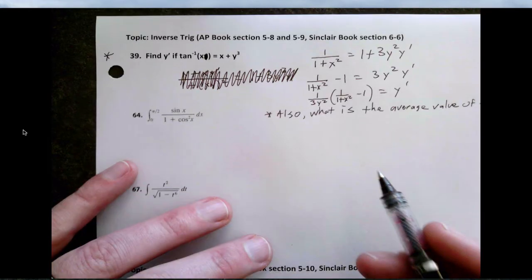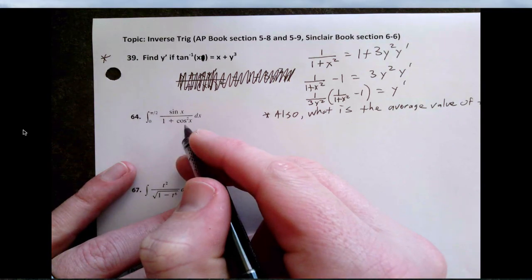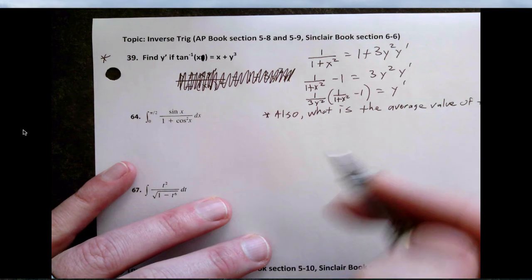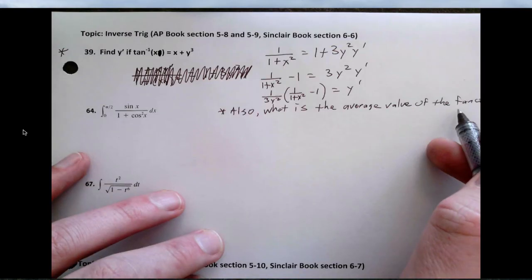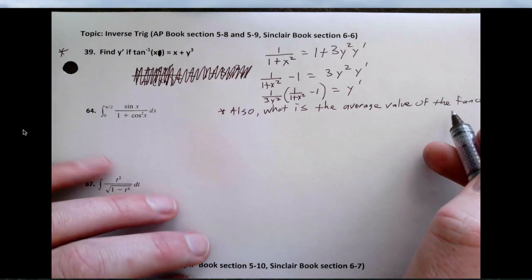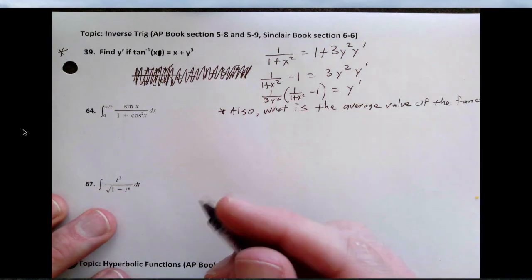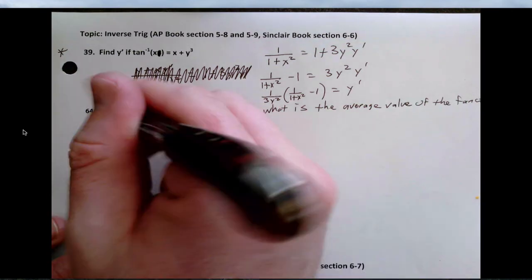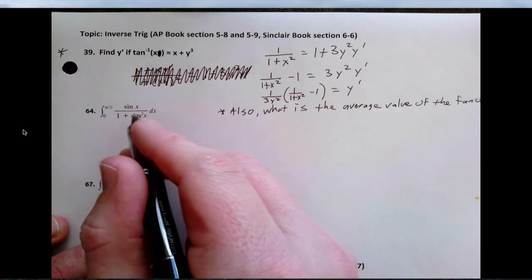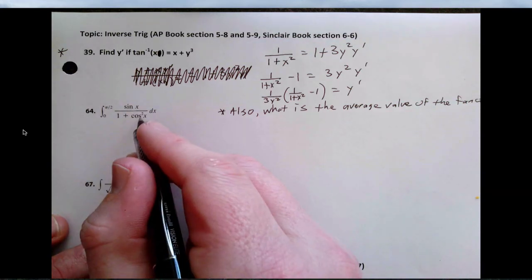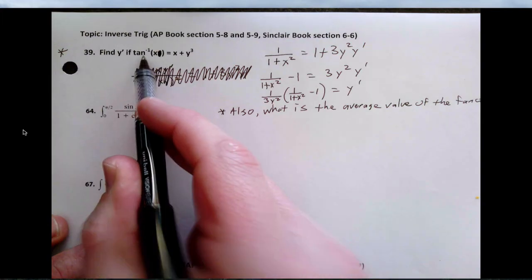Okay, next we have sine of x over this term right here. And I also ask what is the average value of this function. All right, so let's keep it going. What I'm going to recognize is that right now we're doing an integral of that, and something creates this on the bottom. And sine is the derivative of cosine, so we're going to use the exact same rule we had here.